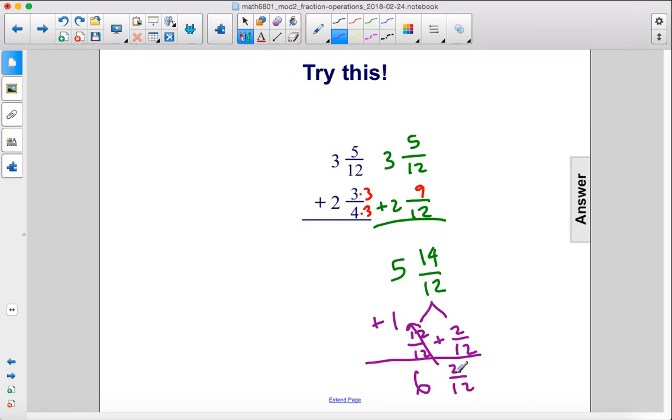This 2/12 can be simplified further. If you divide the top by 2 and the bottom by 2, you get 6 and 1/6, which is the answer.